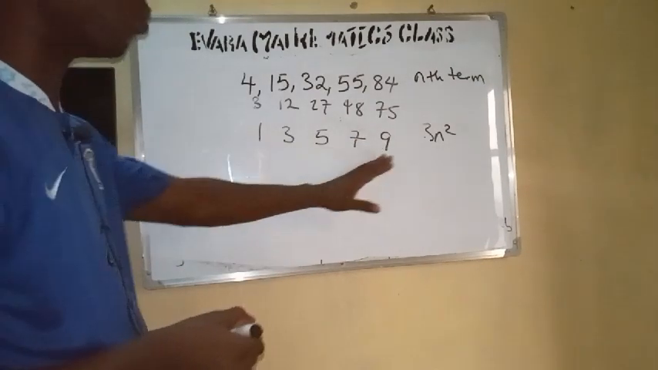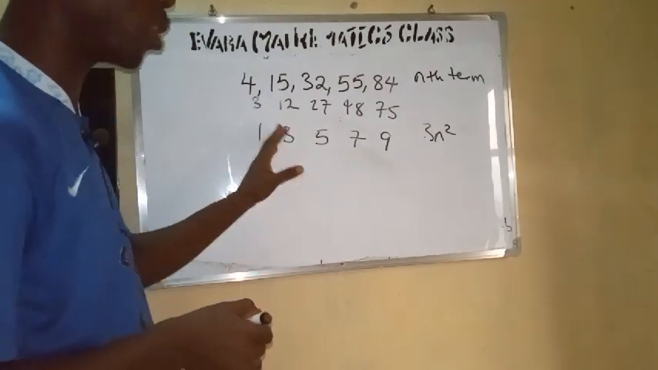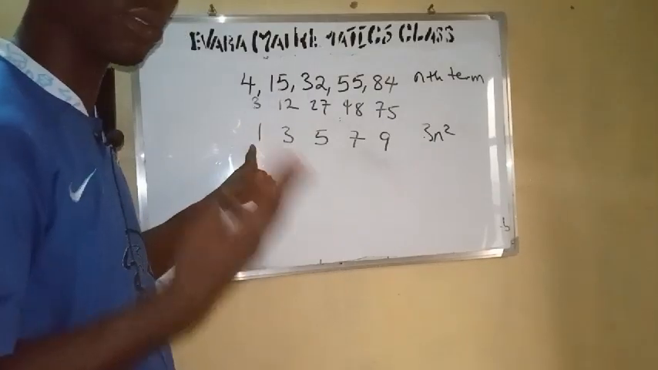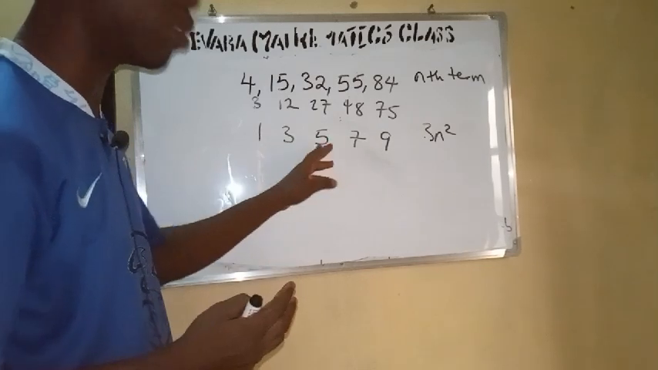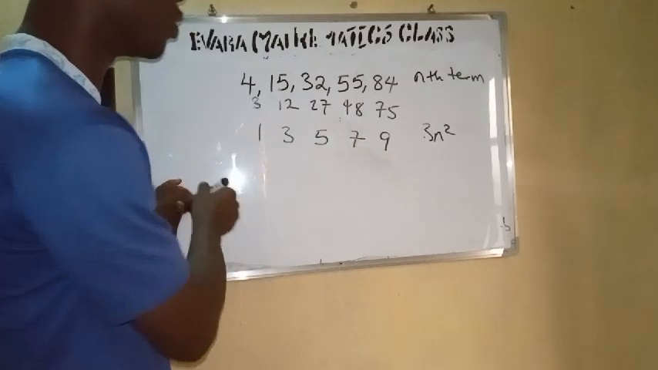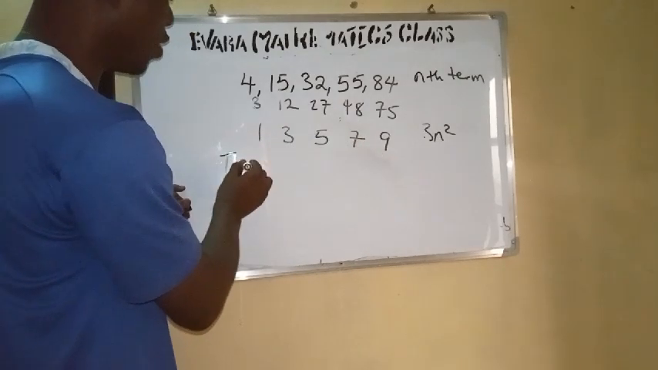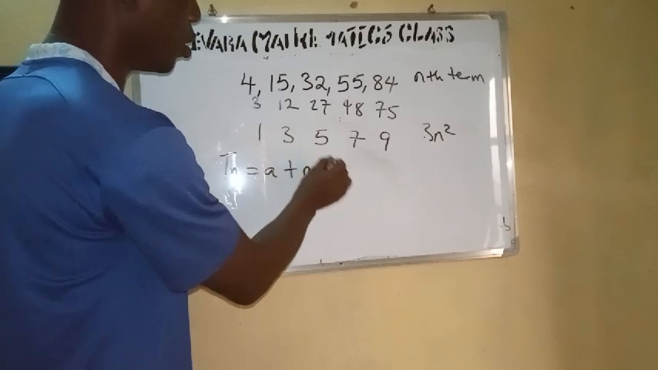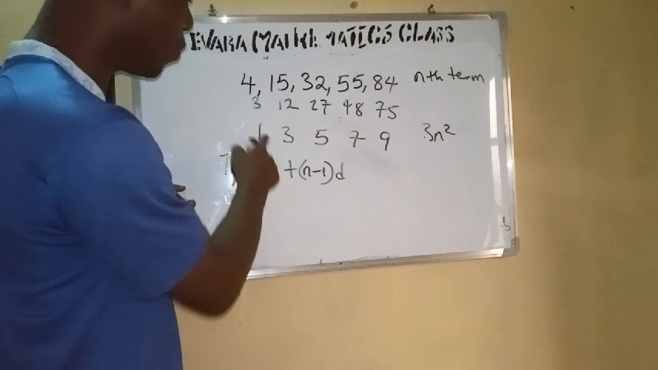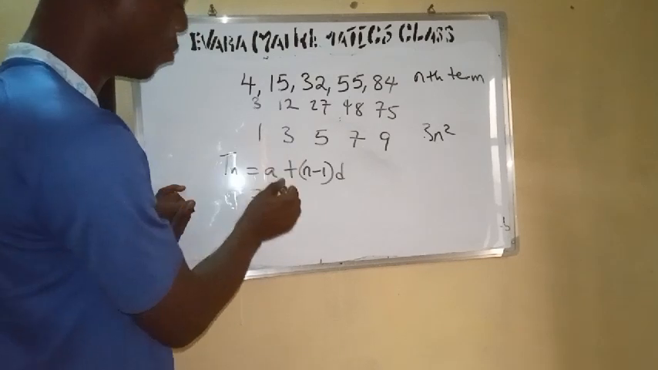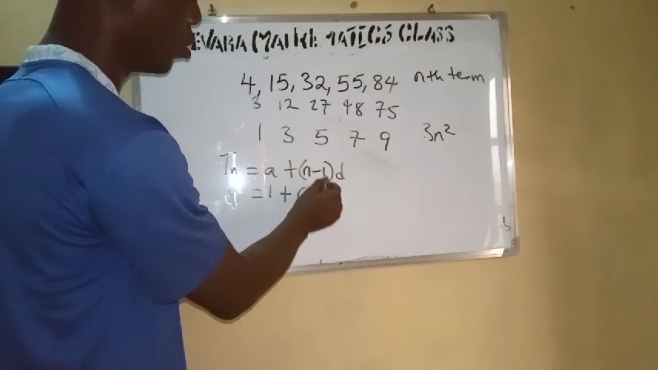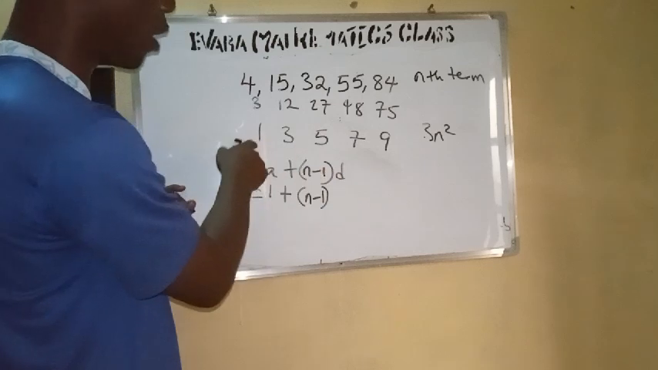So this new sequence that we have derived, if you look at it, has a common difference. 3 minus 1 is 2. 5 minus 3 is 2. 7 minus 5 is 2. 9 minus 7 is 2. So we can call this an arithmetic sequence. And the formula for the nth term of an arithmetic sequence is a plus n minus 1 times d. In this case, our a is the first term, which is 1. The n, we don't know. Then the common difference, 3 minus 1, is 2.